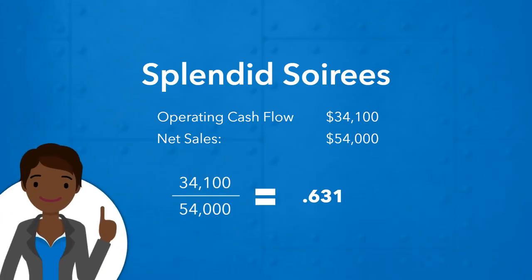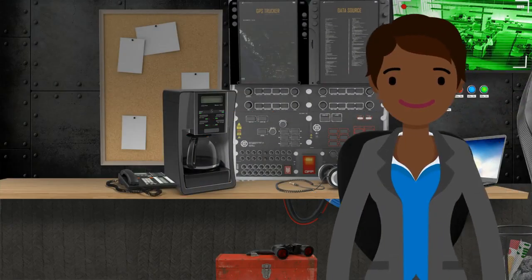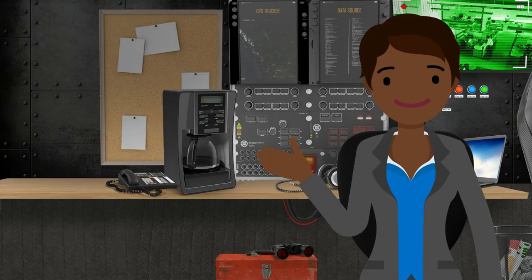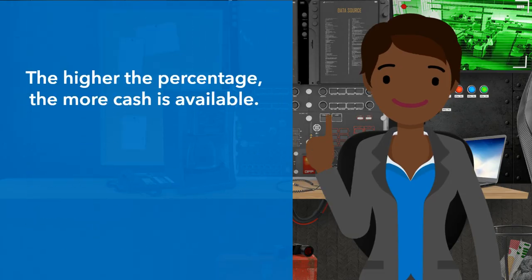This means that the operating cash flow margin for Splendid Soirees is 63%, which in turn means that for every dollar of net sales, 63 cents is operating cash. An operating cash flow margin above 50% means that the company is efficiently creating operating cash from its sales. So, a 0.631 ratio is good. The higher the percentage, the more cash is available from sales.